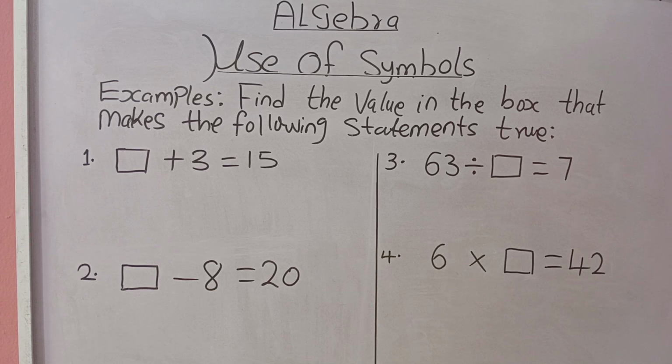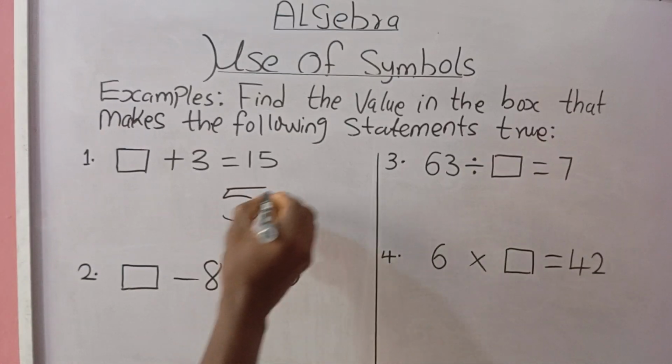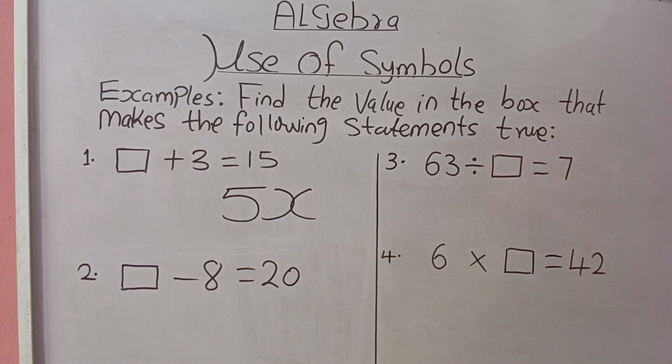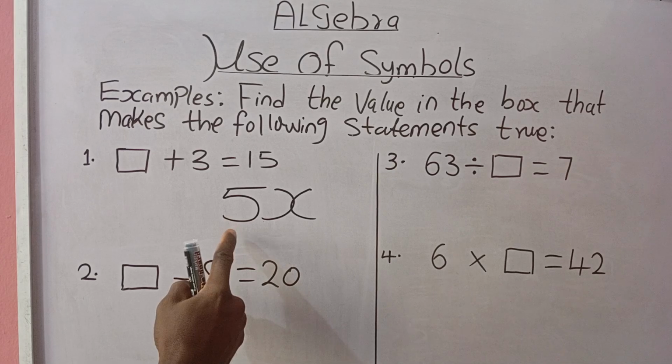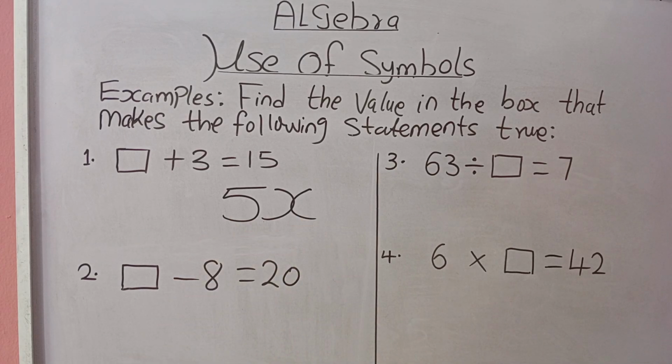First of all, what is algebra? Algebra is the branch of mathematics that deals with the use of numbers and letters together. That is exactly what algebra is about. When you have a combination of letters and numbers, you call it an algebraic term. For example, you have something like this, 5x. 5x is an algebraic term because it is made up of a number and a letter put together. And that's why I said that algebra is the branch of mathematics that deals with the use of numbers and letters together.